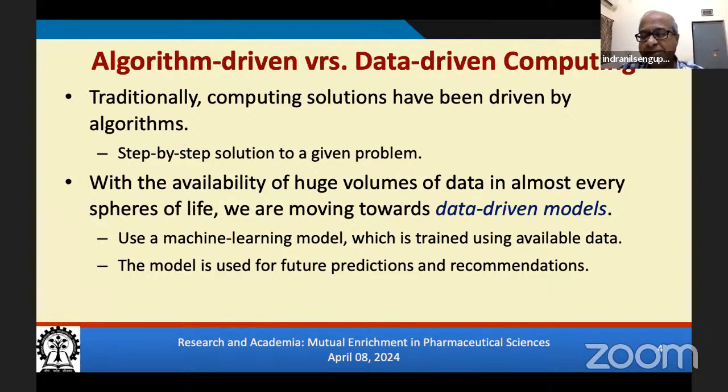This is the basic idea behind machine learning. This is the way we carry out machine learning. We have a model. We have a huge amount of data. We train the model. And after training, our model becomes intelligent. We can use our model to carry out some predictions, classifications, or recommendations.